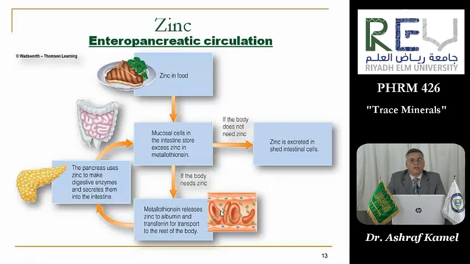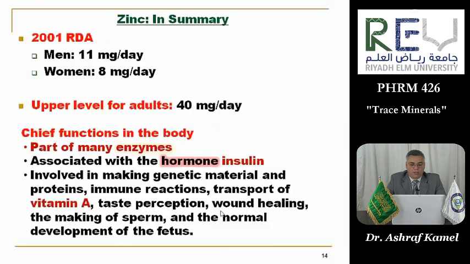Zinc. Zinc is similar to iron. Zinc is stored in the small intestine, in the mucosal cells, in metallothionein, and whenever the body needs, the metallothionein releases the zinc to the blood, and if the body doesn't need zinc, it will be shed with the falling intestinal cells.